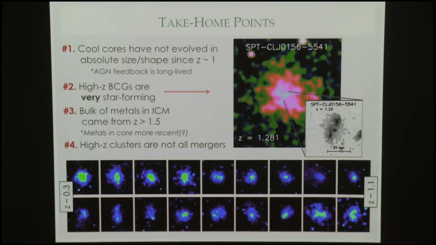The bulk of the metals in the intracluster medium came in before redshift 1.5, probably at the peak of star formation around redshift 2.5. And not all high-Z clusters are mergers, as you might expect, because the relaxation time of high-Z clusters is shorter than it is today because they're more compact.